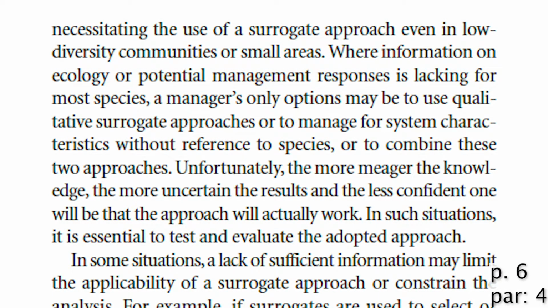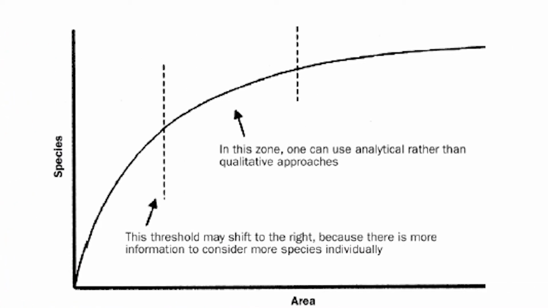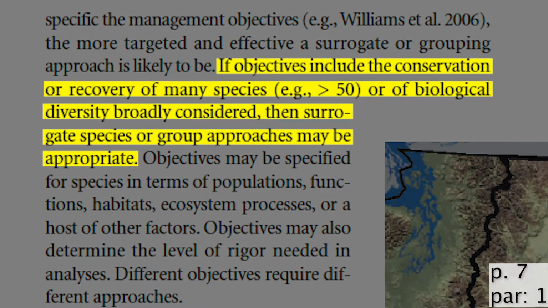This shows best in Figure 5, where, with growing knowledge about the species and system of interest, the surrogate zone may shift to have a larger area, because more species can be considered individually and a more comprehensive plan can be built. If objectives include the conservation or recovery of many species, usually greater than 50, or are focused on increasing biodiversity, then surrogate species or group approaches may be appropriate.